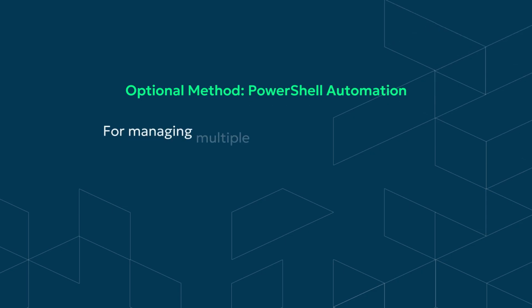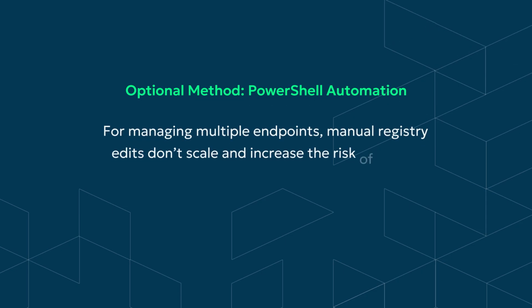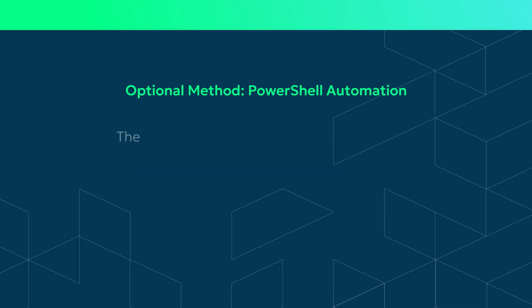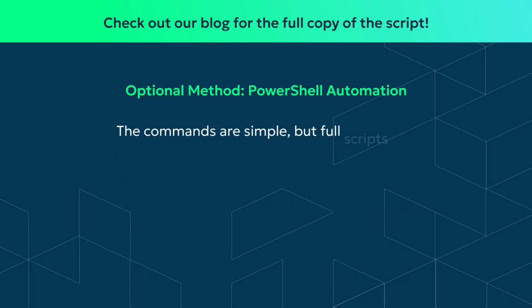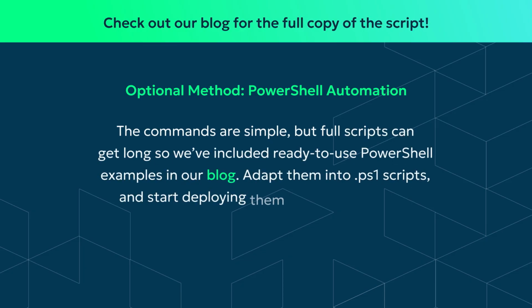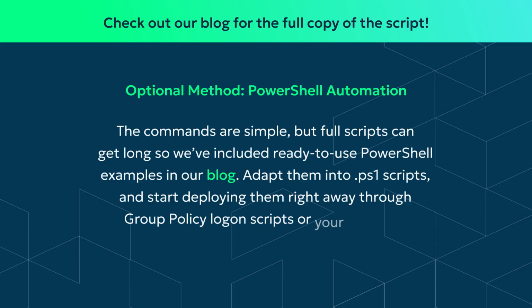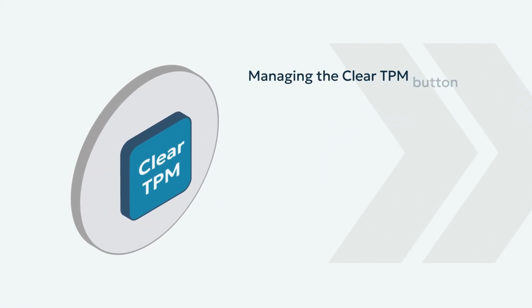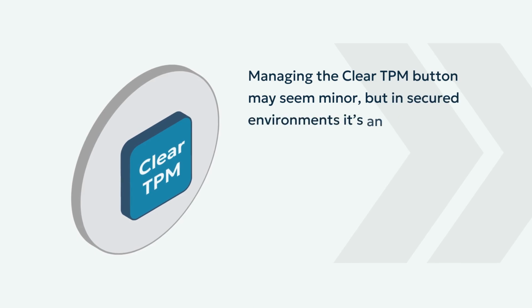Optional method, PowerShell automation. Now, if you need to configure multiple endpoints, manual registry editing quickly becomes inefficient and potentially even risky. As a workaround, you can automate this process using PowerShell. The commands are straightforward, but since full scripts can get lengthy, we've included ready-to-use PowerShell command examples in our blog. From there, you can adapt them as .ps1 scripts and deploy them through group policy logon scripts or an endpoint management solution.